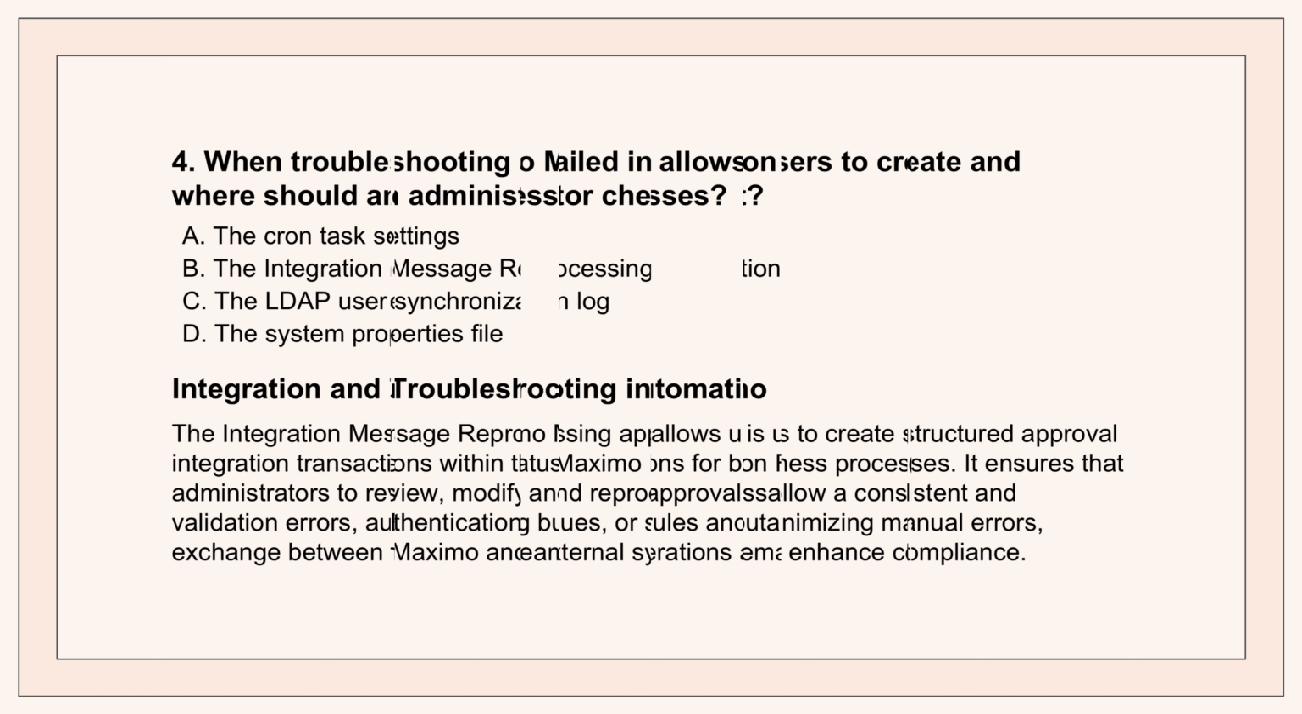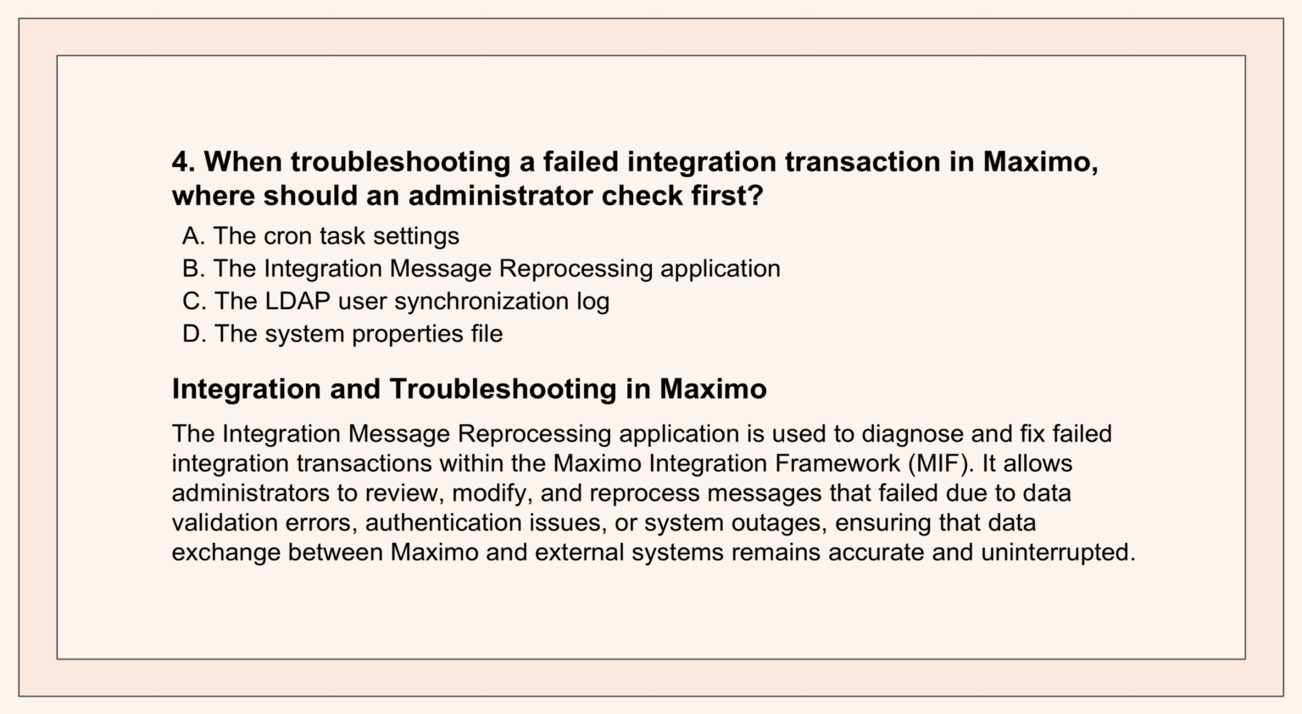Very cool. Okay, let's move on to our next section, which is all about integration and troubleshooting. The first question in this section says, when troubleshooting a failed integration transaction in Maximo, where should an administrator check first? The answer given is the integration message reprocessing application. Now that sounds like a mouthful. It is a bit of a mouthful. Can you explain what an integration transaction is and why this is the first place to look if it fails? Sure. So integration transactions happen when Maximo needs to talk to other systems.